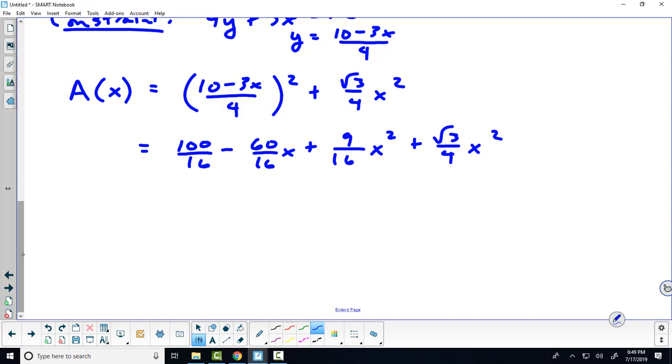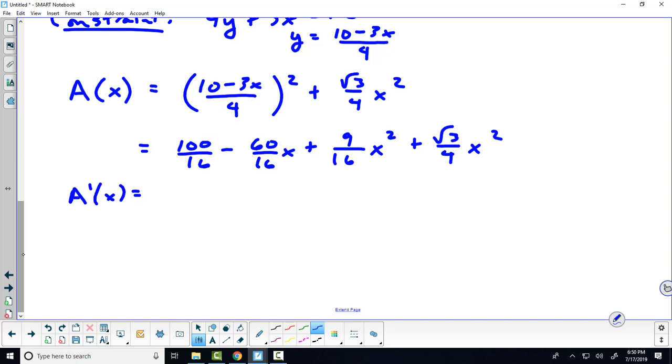Okay. Folks, I FOILed that out in the numerator and then divided each term by 16. So now we're ready to take the derivative.